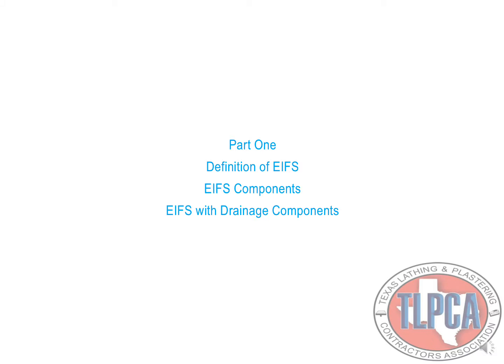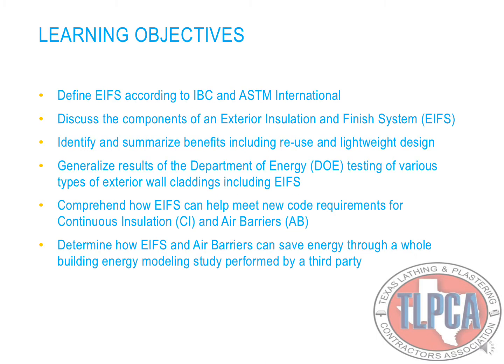Part 1 consists of defining EIFS, EIFS components, and EIFS with drainage components. By the end of this presentation, you will be able to define EIFS according to IBC and ASTM International, discuss the components of an exterior insulation and finish system, identify and summarize benefits including reuse and lightweight design, generalize results of the Department of Energy testing of various types of exterior wall claddings including EIFS, comprehend how EIFS can help meet new code requirements for continuous insulation and air barriers, and determine how EIFS and air barriers can save energy through a whole building energy modeling study performed by a third party.